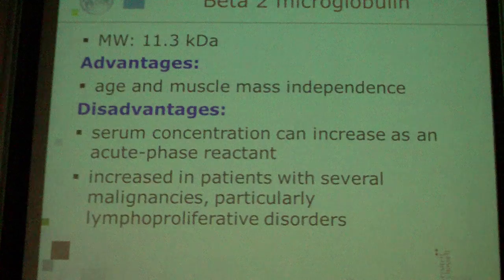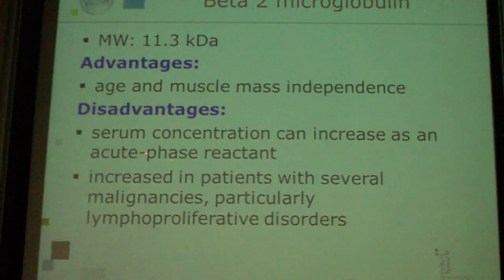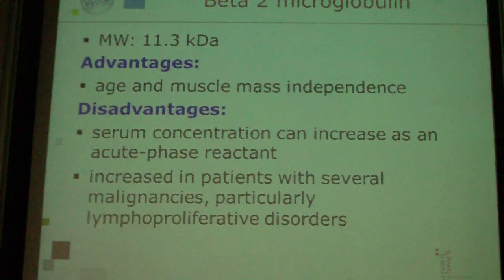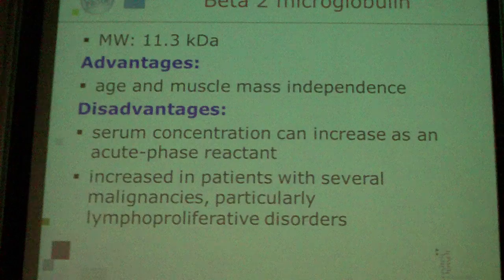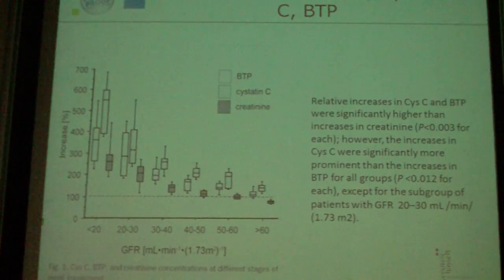And this is the third one, beta-2 microglobulin. It's also a very small protein of 11,000 daltons. It's also age and muscle mass independent. Some of the disadvantages is that it's an acute phase protein, so it rises with inflammation. And if you use it you always have to check for instance for the C-reactive protein. And it's also increased in patients with several malignancies, typically the lymphoproliferative disorders. So that's something you have to check for if you use this parameter.